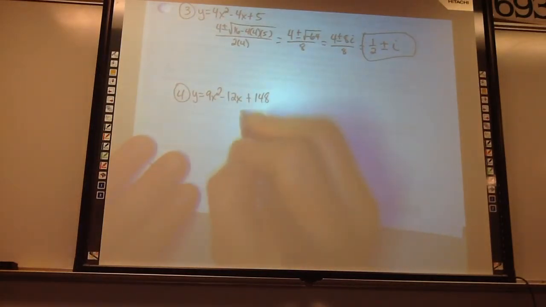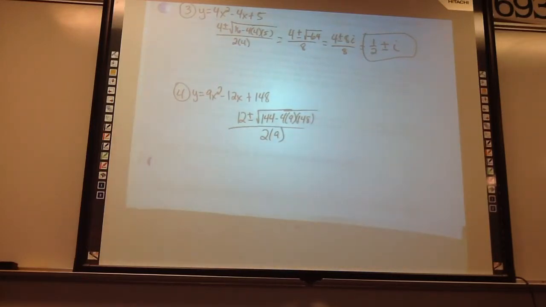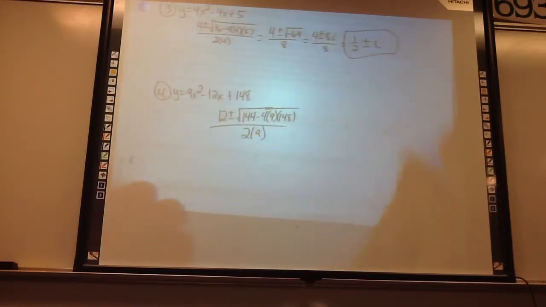Last one, big numbers. Let's try this one. B squared is 144 minus 4 times a times c. Okay, go try it. It'll be a race. I'll do it in my head, you do it with a calculator. You're like finished it by now. Oh crap, that was hard. 36 times 148.